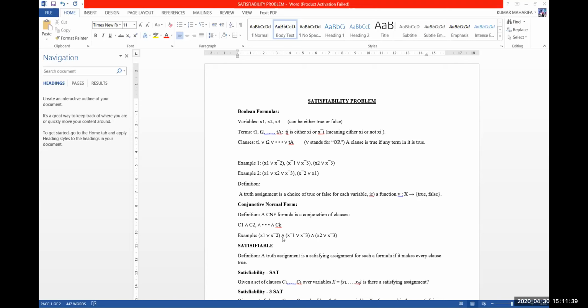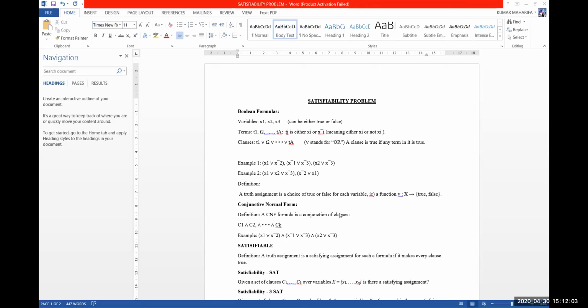Here is another example. You have clause 1, clause 2 and clause 3, and the conjunction between each clause finally gives you an example of a conjunctive normal form. In simple words, we can express this as C1 conjunction C2 conjunction C3, and it goes on for as many clauses as you have.